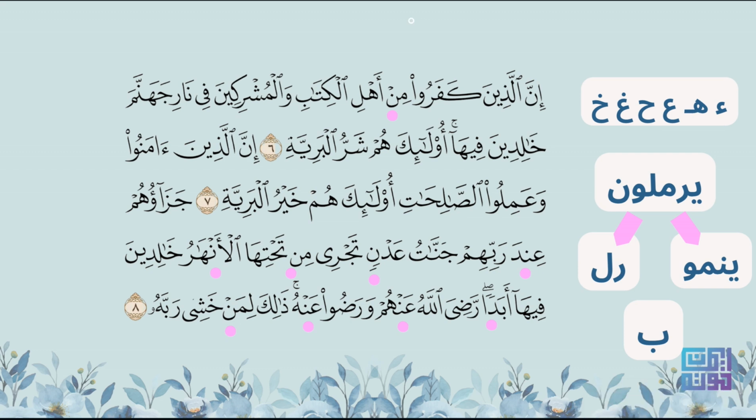And we have the same thing here. Min ahli. We have a hamza after the noon sukoon. This is one of the throat letters. And this is why you find this sukoon sign, because this is the sign of izhar. We are going to show this letter, show this noon. Min ahlil. Okay.